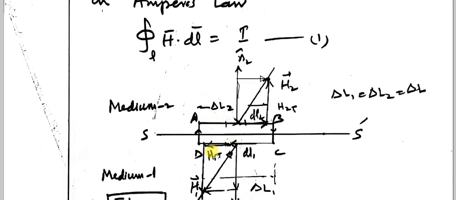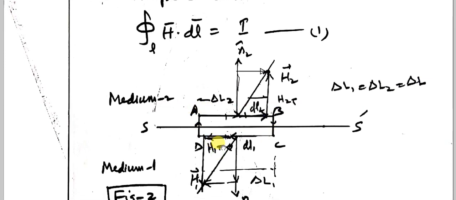We take the same interface, the boundary interface SS prime. We draw a rectangular loop or path ABCDA, which has the total length delta L. Only the difference is that this is in the opposite direction. Obviously the path is from A to B and B to C, C to D and D to A.